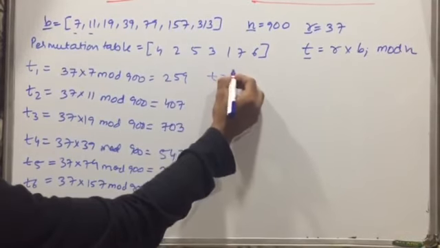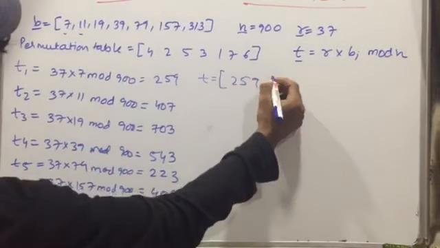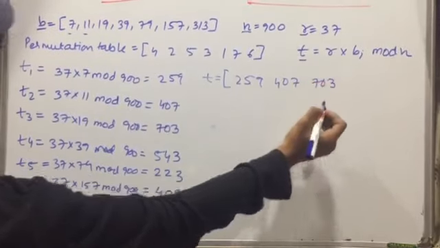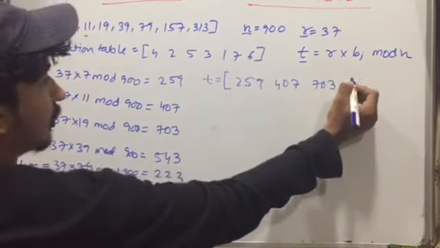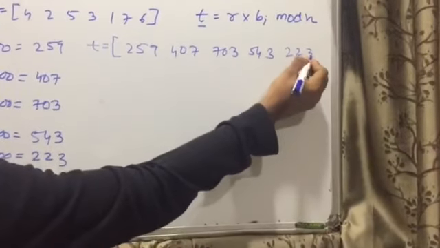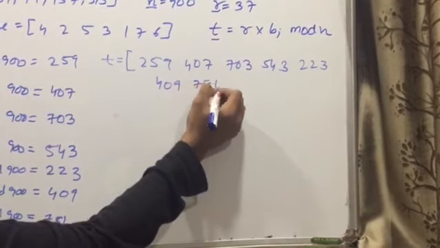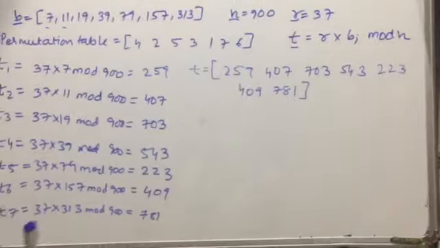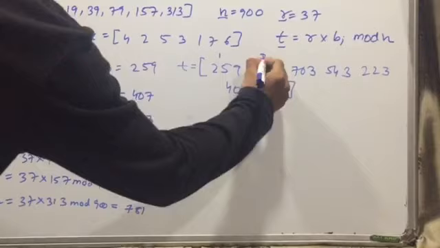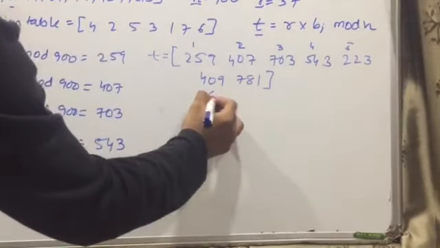T will be equal to 259, 407, 703, 543, 223, 409 and 781. So now you have to give the numbers here as 1, 2, 3, 4, 5, 6 and 7.